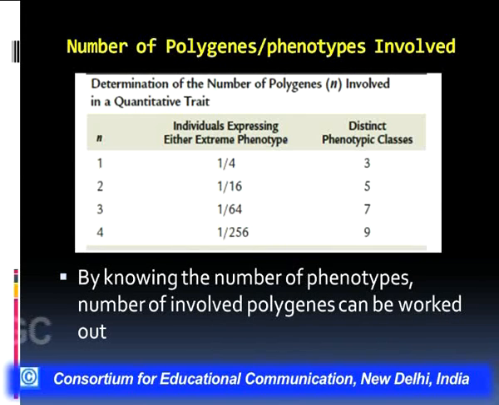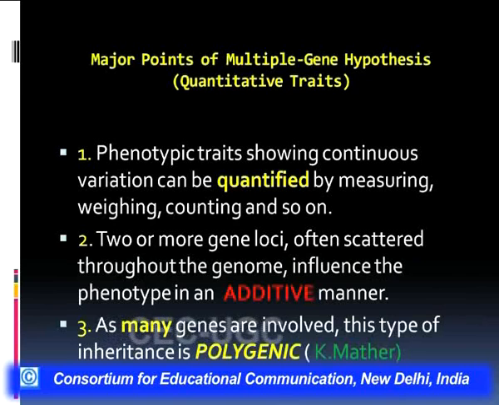So, that means we have a formula for calculating the number of polygenes, and therefore, if we know the number of phenotypes, we can immediately conclude what the number of polygenes involved is. For example, if we have 9 phenotypic classes, that means n is equivalent to 4. In other words, 4 polygenes are involved in this system.